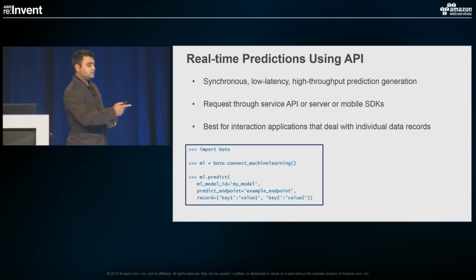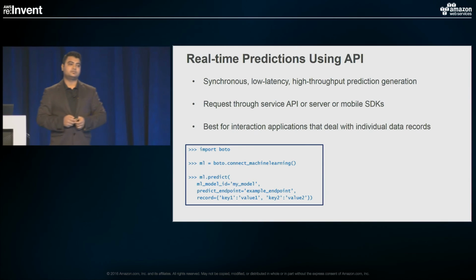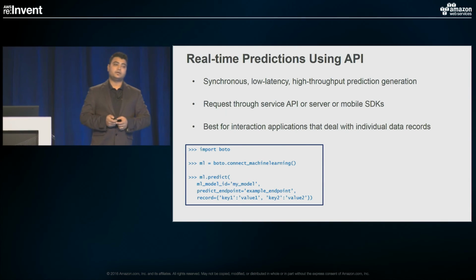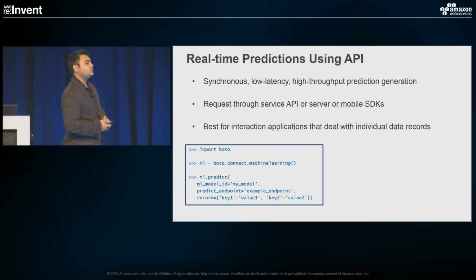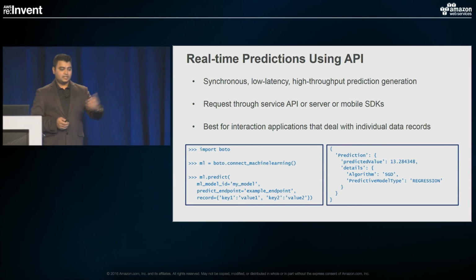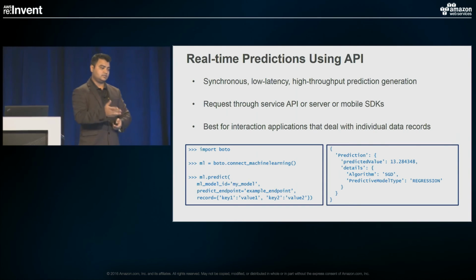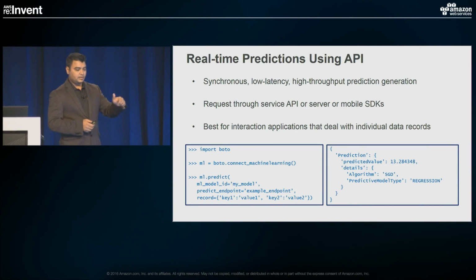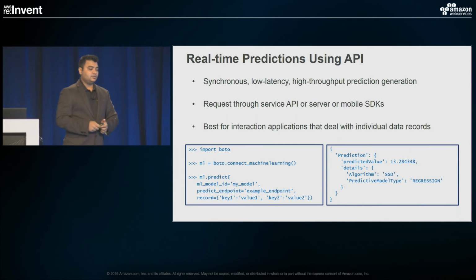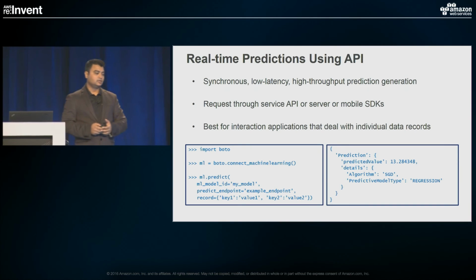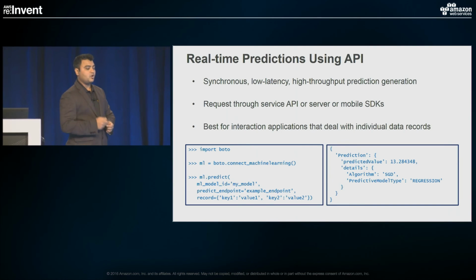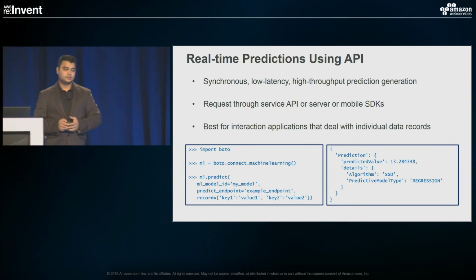The way to do this is the ml.predict API, which is part of the SDK as well. So you can use that for your API calls. And the response that you get is in the form of JSON. So you can see it tells you what is the predicted value. It gives you the algorithm that was used, and then the predicted model type, which was regression in this case.